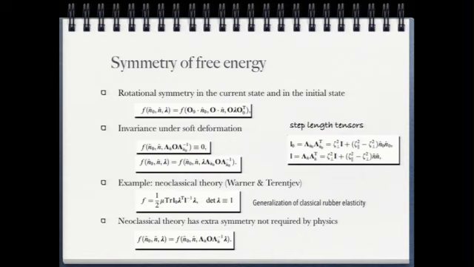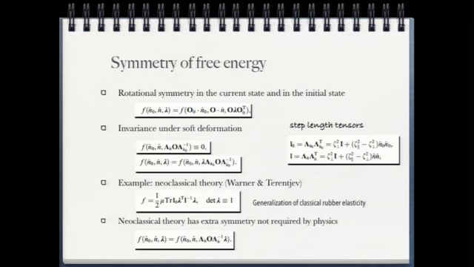One step further: if we take a system, apply a soft deformation, and then apply another arbitrary deformation, the free energy should be the same as if you did not apply the soft deformation in the beginning and directly applied the non-soft deformation. So this is also a symmetry. Let's define these two step length tensors here. The basic step length tensor is the square of the spontaneous deformation, for a given nematic director.